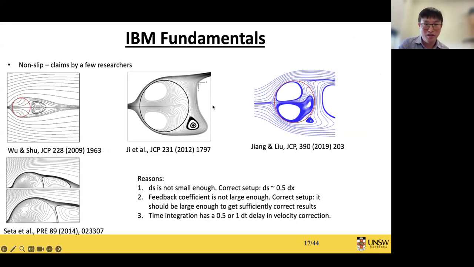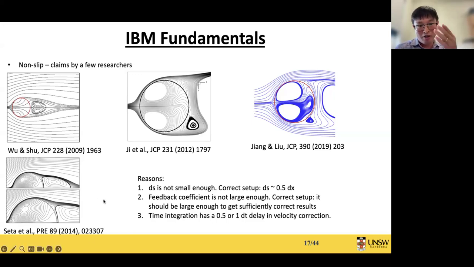And for velocity penetration, I show a few examples here, and people report that they observe this velocity penetration, and there are a few reasons. At least three major reasons. One is DS is not small enough. The correct setup should be roughly half of DX of the background fluid mesh. Or the feedback coefficient is not large enough, and we need to use a large value. And sometimes the time integration has a 0.5 or 1 dt delay in velocity correction.